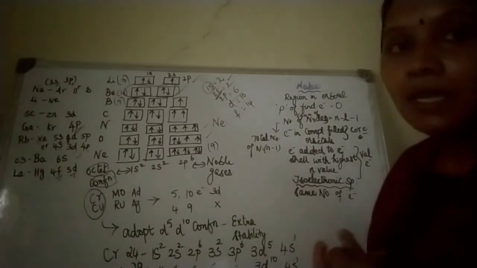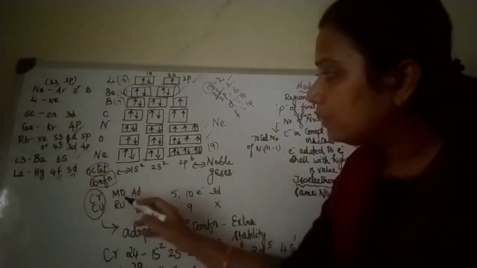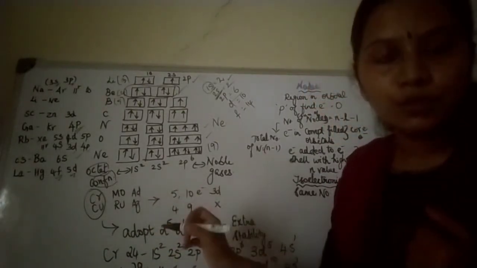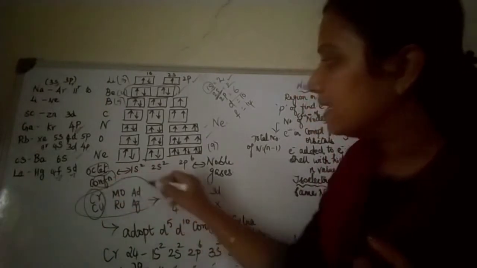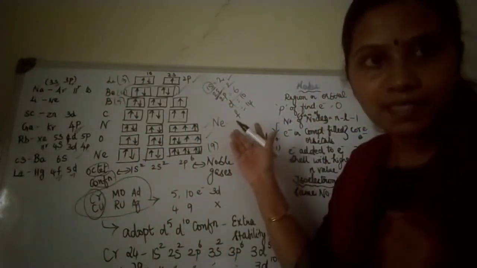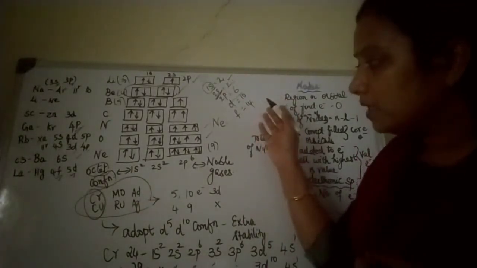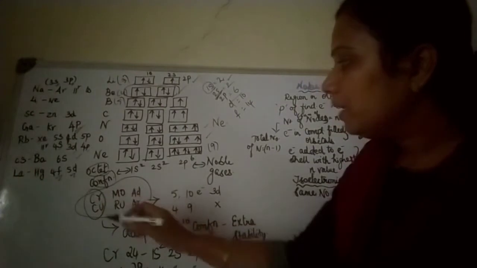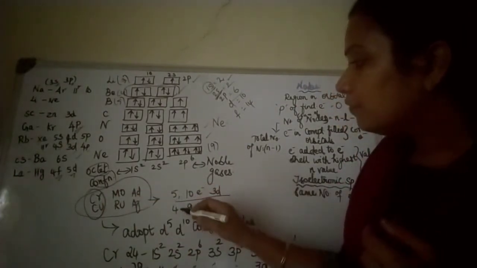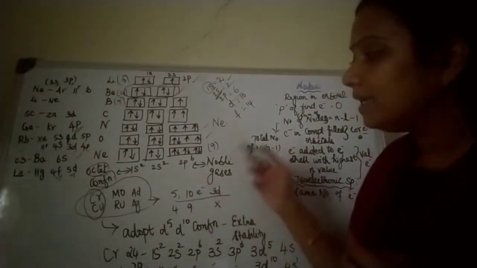Okay, done. Now let me highlight the exceptional cases. See, chromium, copper, molybdenum, rubidium, gold and silver are said to be exceptional cases because they won't follow the protocol which I told you, the maximum number of electrons in 1s and 2s. They won't follow this. Why? Because in chromium and copper, instead of moving to 4 and 9 configuration, they will be moving to 5 and 10 electron configuration.